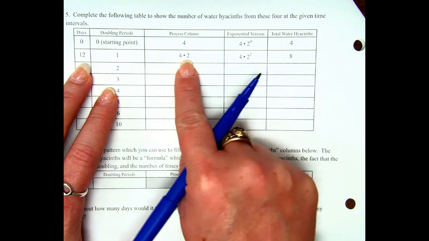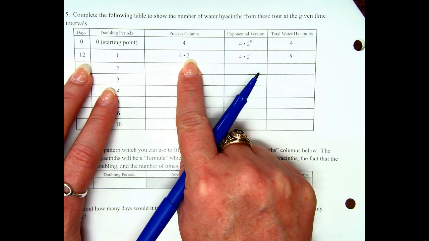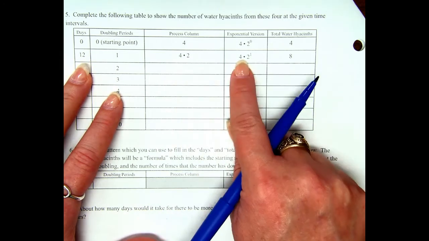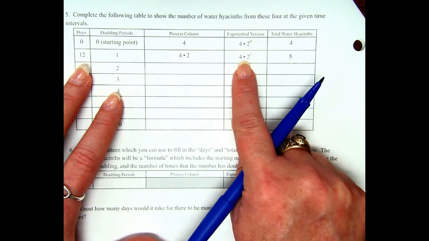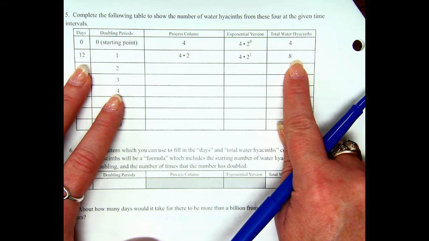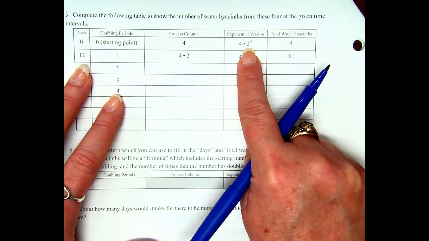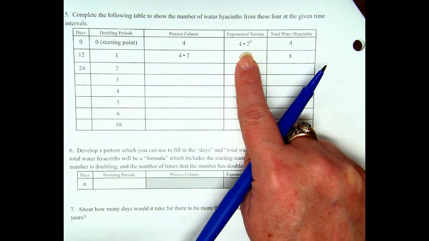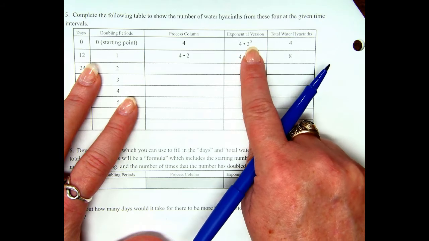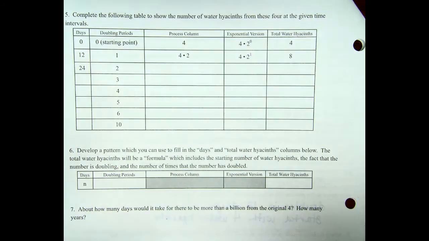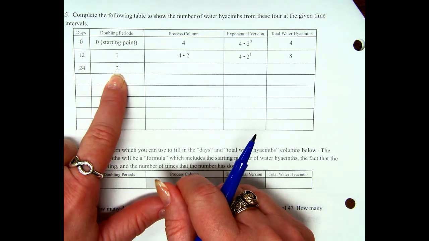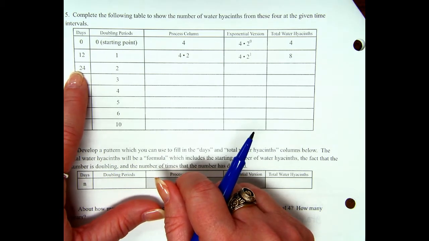So 4 times 2. Why are we multiplying by 2? Because it's doubling, right? The doubling is multiplying by 2. So exponentially, that would look like 4 times 2 to the first, right? Which would be 8. Now, go back up 1 level. 4 times 2 to the 0. Are you okay with that exponential version of 4? Because anything to the 0 power is 1. Good. I'm glad you remember that. Good job. Okay. So after 2 doubling periods, that's 24 days, right?